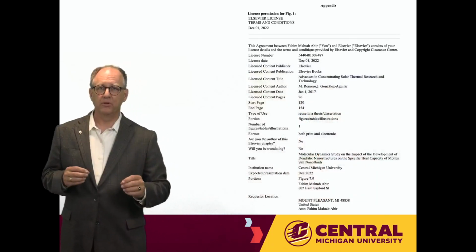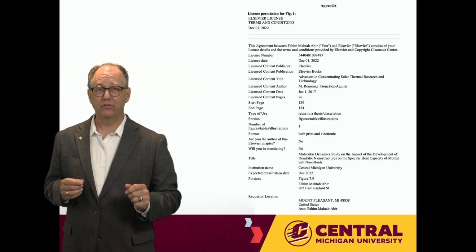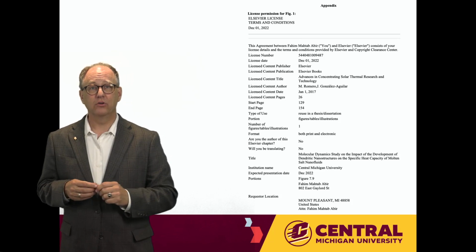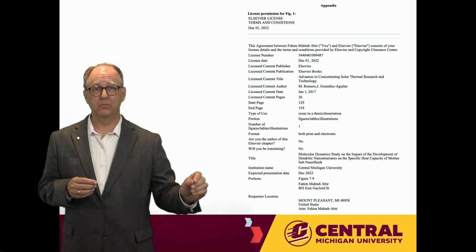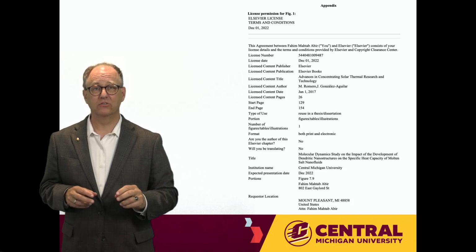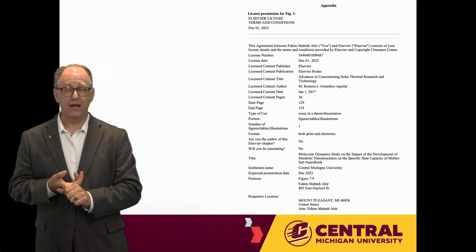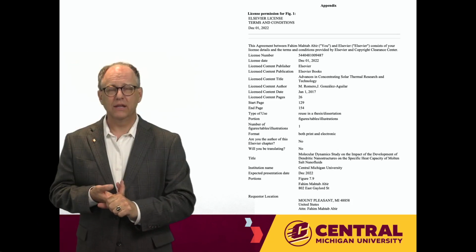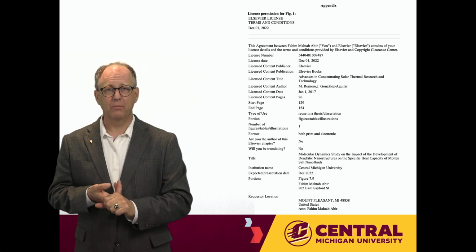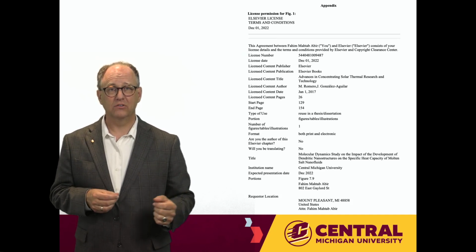Now, once you've received the permission, the Office of Graduate Studies still needs to know that you have those permissions. So you're going to have to include a copy of that document that's granting you permissions as an appendix of your thesis or dissertation. Now, that's also going to be true if you use something with a Creative Commons license. So if you include an image or figure that's covered by a Creative Commons license, you're going to need to include that Creative Commons license in the appendix as well.